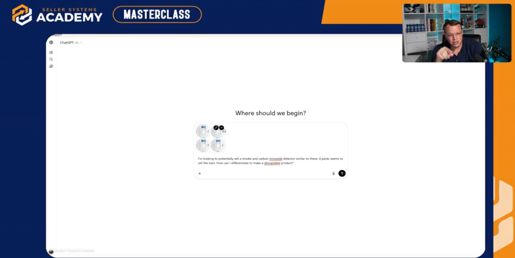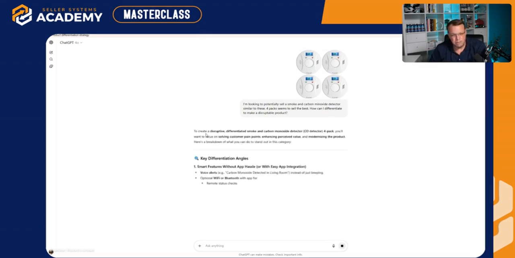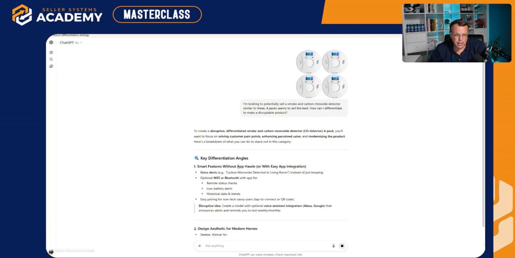But I'm just looking for ideas. And I've got a whole matrix. Once I validate a product, I've got a few different prompts I'm going to give you guys to use. But I'm very curious, before I even go analyze this, how would I even differentiate this product? Where does my mind need to go? So, smart features without app hassle or with easy app integration. So, was there an app on this one?